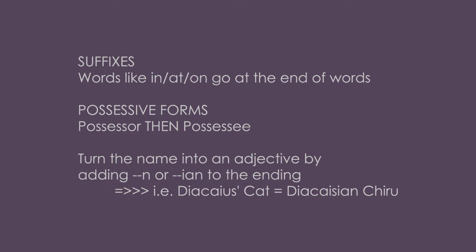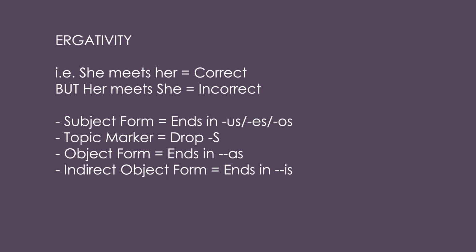Another important thing about this language is it has this thing called ergativity, I think it's called. And this is where certain forms of a word indicate whether it's the subject or the topic or the object. I've sort of created forms that are a little bit like Japanese in this regard. I've got subject form, topic form, object form, and indirect object form, and this changes the ending of a noun.